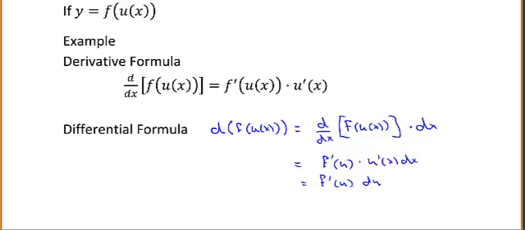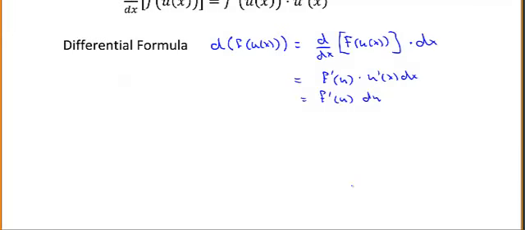And lots of times we'll see formulas expressed this way. For example, the differential of the natural log of u is equal to 1 over u du. The differential of cosine of u is negative sine of u du, and so forth. Okay, so this is the differential formula. You don't see differential notation a lot until you get into differential equations. That's where it really crops up.